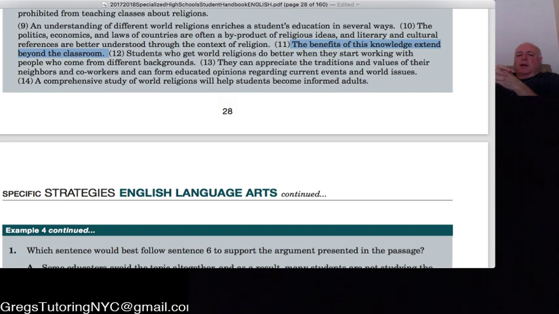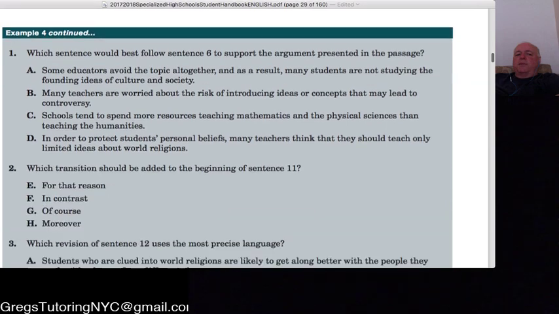The politics, economics, and laws of countries are often a byproduct of religious ideas, and literary and cultural references are better understood through the context of religion. And 9 said an understanding of different world religions enriches students' education in several ways. So the benefit of this knowledge of the different religions extends beyond the classroom. So they're telling us in 11 that something is missing there.